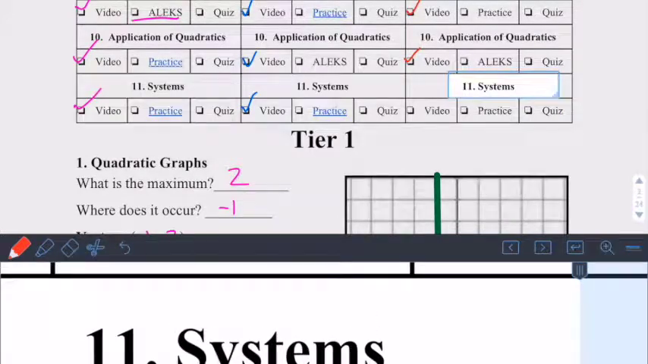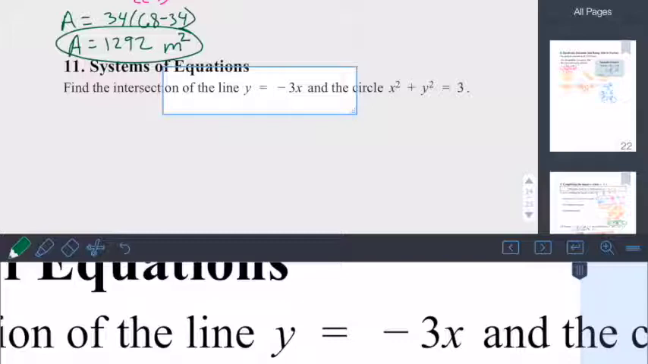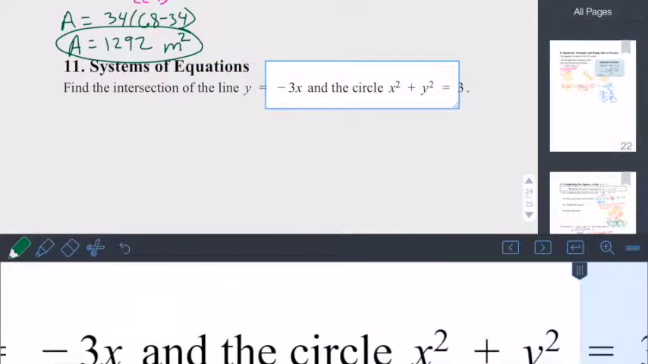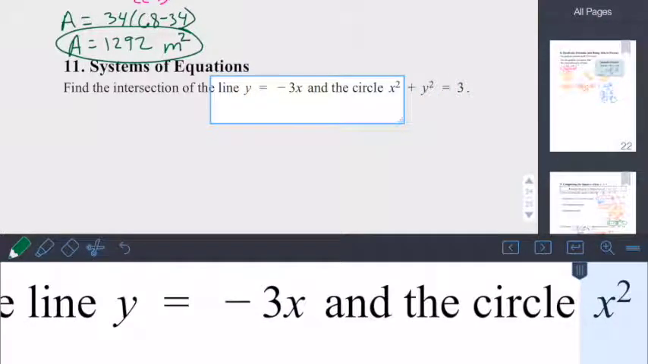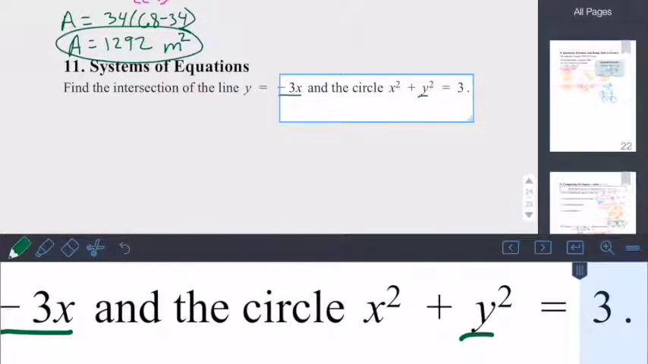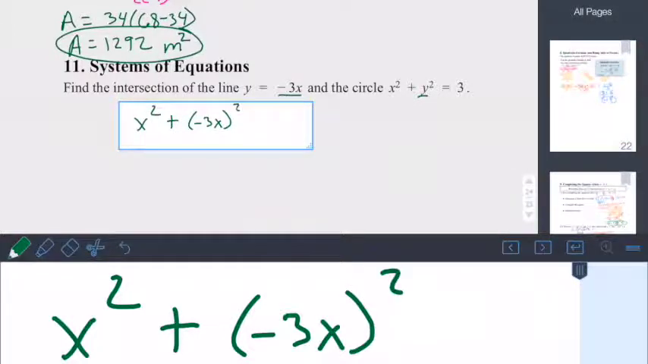And this is our final lesson on systems of equations. So we want to find the intersection of the line y equals negative 3x and the circle x squared plus y squared equals 3. So what I'm going to do is make a substitution. I'm going to substitute this in for my y, just like I did with every other system. So x squared plus (negative 3x) squared equals 3.